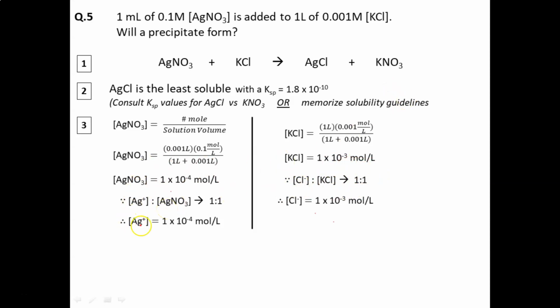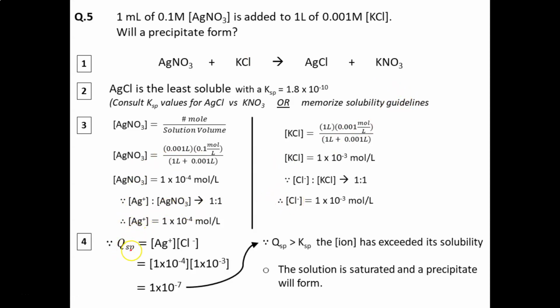So moving on to step 4, now that we have the concentration of the silver ion and the chlorine ion, we can punch that into our calculation. Silver concentration, chlorine concentration, multiply them together, we get the QSP. We compare our QSP of 1 times 10 to the power negative 7 versus the KSP of 1.8 times 10 to the power negative 10, and we see, oh look, we've got more silver and chlorine dissolved in solution than I'm allowed to have. I should only have this much, but instead I put in this much.